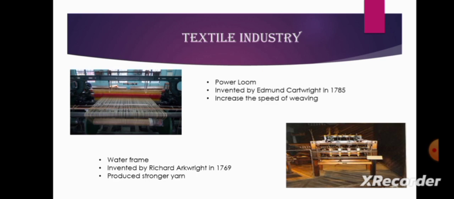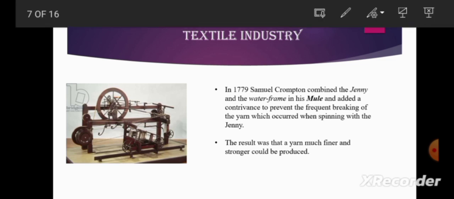In 1769, a still better machine was invented by Richard Arkwright, a barber. Arkwright changed his machine to use with water power, and so it became known as the water frame. Its great advantage over the spinning jenny was that it produced stronger yarn. In 1779, Samuel Crompton combined the jenny and the water frame in his mule and added a contrivance to prevent the frequent breaking of the yarn which occurred when spinning with the jenny. The result was that yarn much finer and stronger would be produced. And the power loom made by Edmund Cartwright in 1785 helped to increase the speed of weaving.